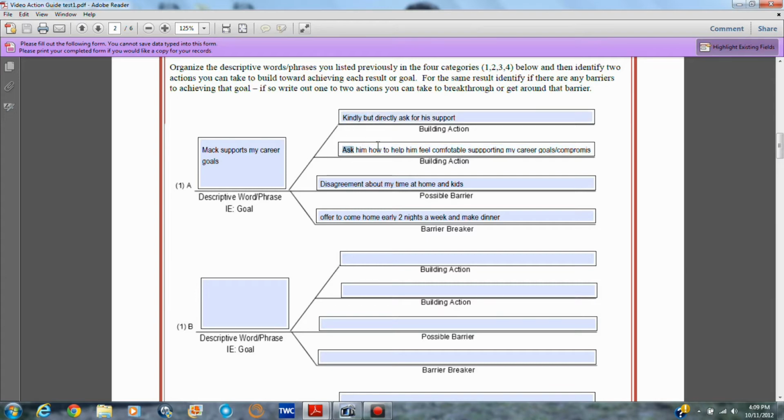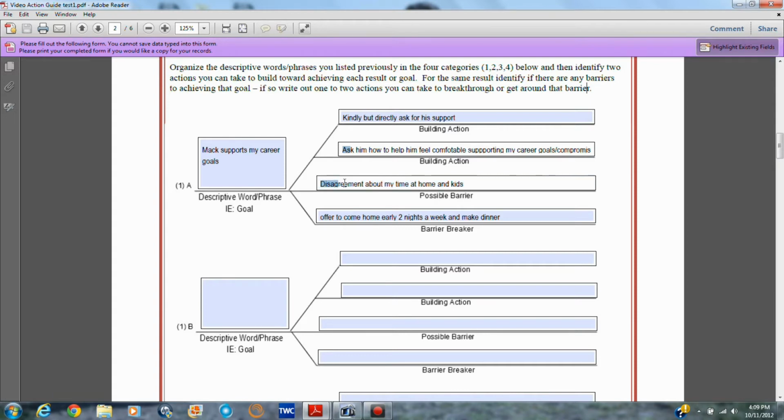And then the second action she could use would be to ask him how she can help him feel better, more comfortable about supporting her career goals. And of course, make it very clear that she's willing to compromise. This is exactly what she's wanting to do. So in this case, she's basically asking him, how can I add to your positive feelings about me around this area of my career goals? This is the Marriage Navigator question in a different form.